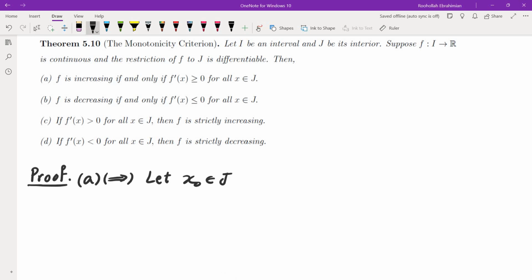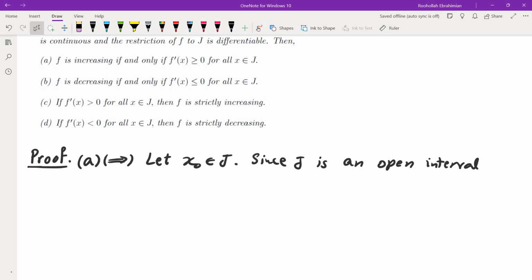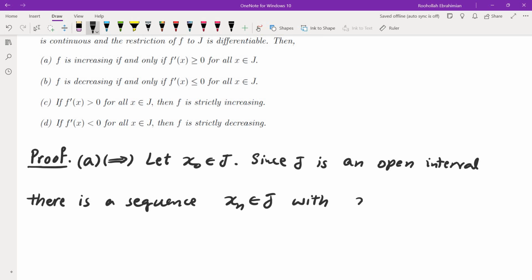So let x naught be in J. We would like to show that f prime of x naught is greater than or equal to 0. Since J is an open interval, I'm going to choose a sequence that converges to x naught and is greater than x naught. There is a sequence x_n in J with x naught less than x_n and x_n approaching x naught.